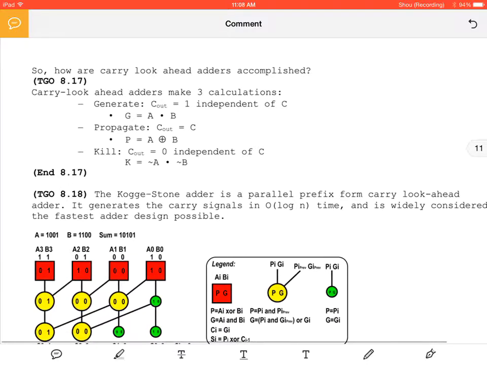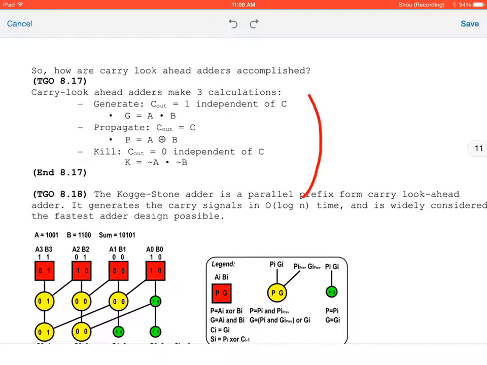So these are the 3 I just talked about, and this is how it's going to be done. Generate is C out is 1 independent of C, meaning the generate value is going to be A and B. The propagate is C out equal to C, the carry in. So that means just A XOR B. Normally the carry out would be XOR C in, but by leaving that off, that makes it equal. And then the kill is when C out is 0 independent of C, so kill is equal to not A and not B.